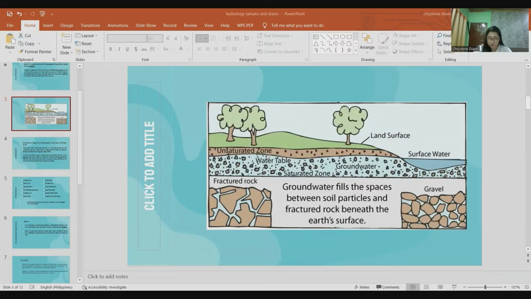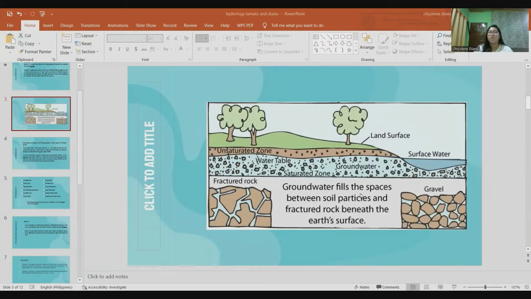The saturated zone is a zone in which all the pores and rock fractures are filled with water, underlying the unsaturated zone. The top of the saturated zone is the water table. The water table is the boundary between the soil surface and the area where groundwater saturates the sediments and cracks in rock. It is the boundary between the unsaturated zone and the saturated zone.